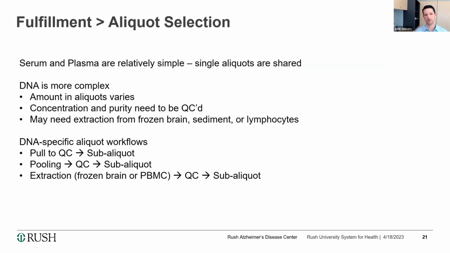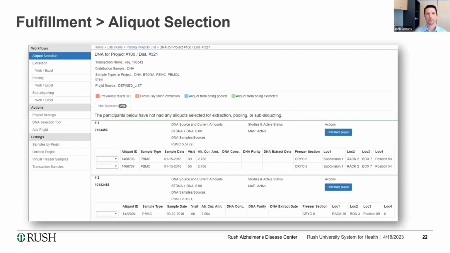So certain samples are relatively easy, like plasma and serum is typically one aliquot we share. We can tell the lab, this is the aliquot for this person and this visit that should be shared. For other things, we might be pooling DNA samples. We might be doing additional QC steps. We might be sub-aliquoting them to only send a certain amount. So we actually have an internal system where we track this as well.